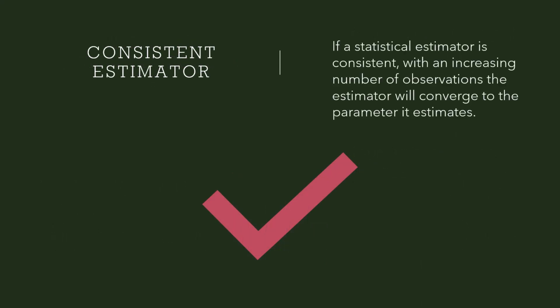If a statistical estimator is consistent with an increasing number of observations, the estimator will converge to the parameter it estimates. That is, if we take bigger and bigger samples, and if we know that our estimator is a consistent estimator, we know that the probability is increasing that the value we calculate with our statistic is going to come close to the parameter that it is estimating. That may sound to you a lot like an unbiased estimator, but there's a difference.